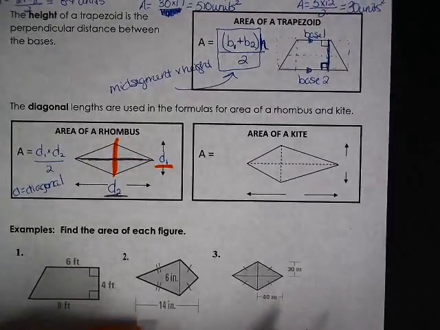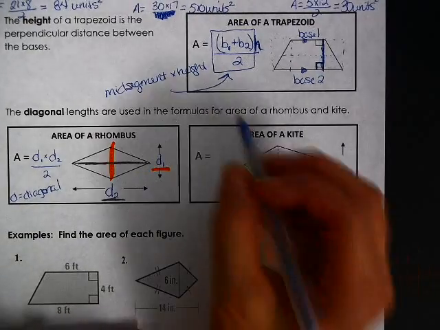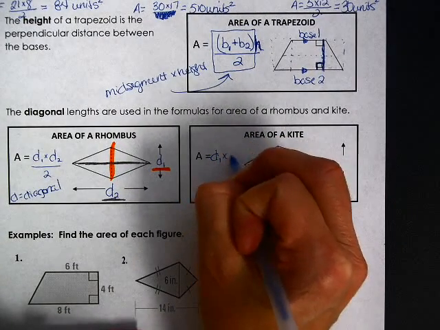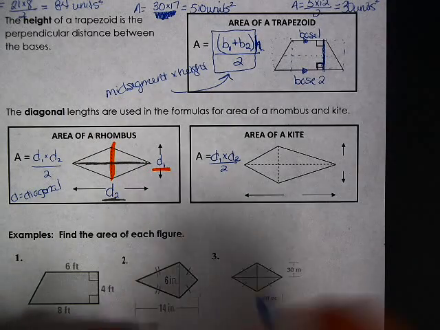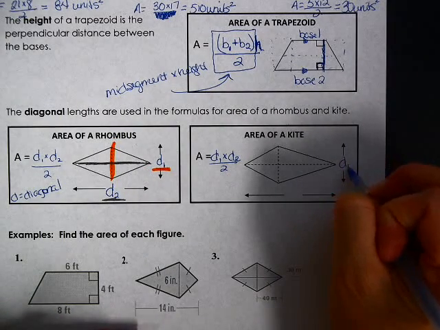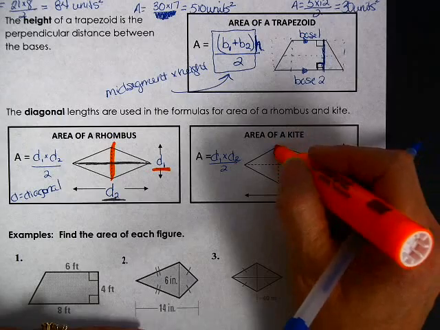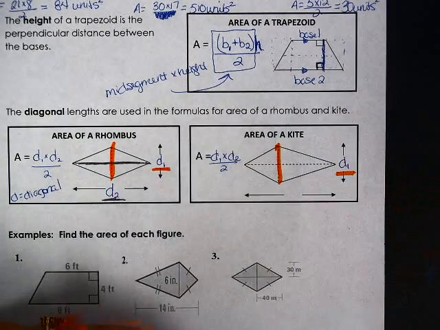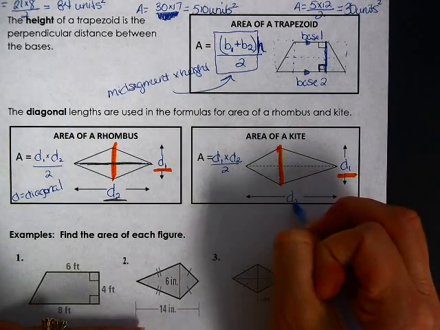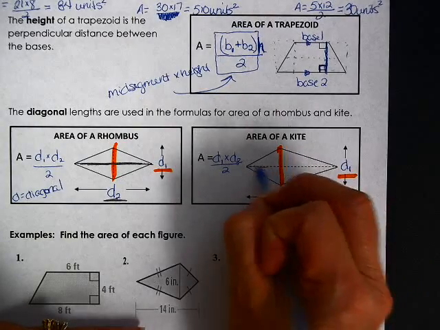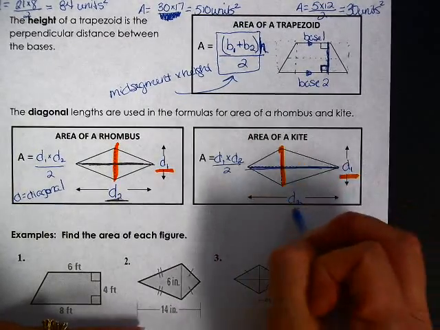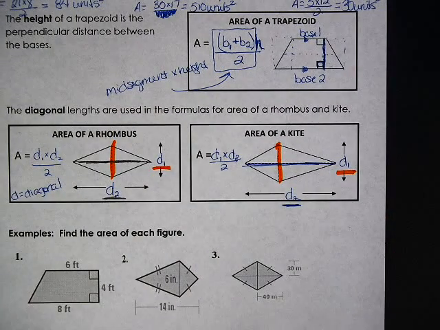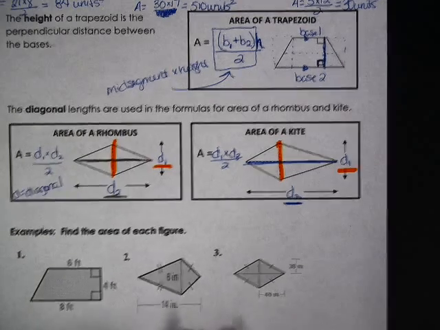All right, and the kite is going to be the very same formula. Diagonal 1 times diagonal 2 divided by 2. All right, so we'll make diagonal 1 orange again. And we'll make diagonal 2 this diagonal. Oops, I did it in pen instead of pencil. That's all right. I think y'all got the gist of it. Okay, multiply those, divide it by 2, and you are good to go.